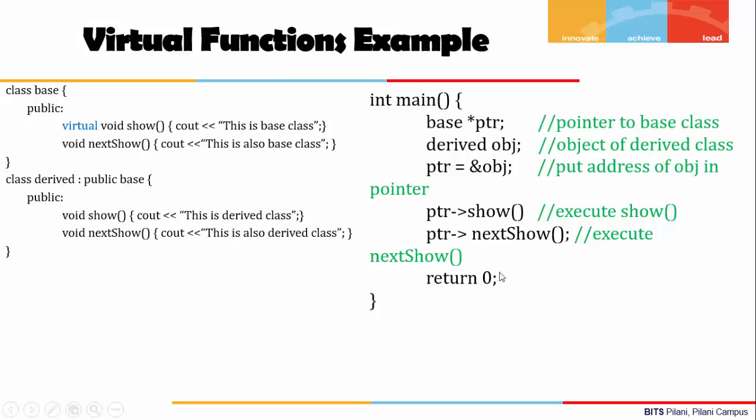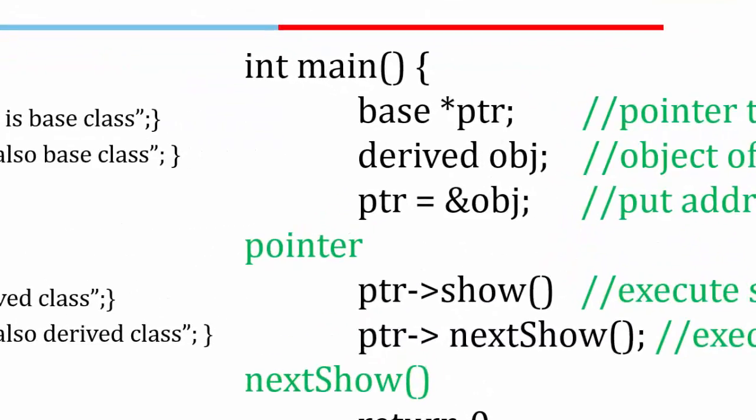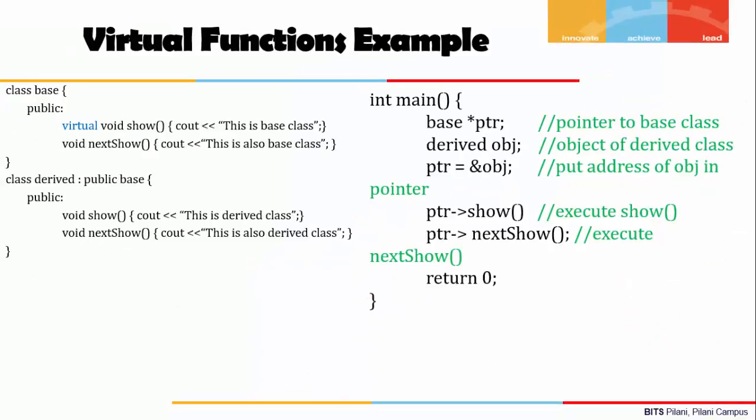In main, this is the main function, we create an object of class derived. So for the derived class, we created an object derived obj, and a pointer to class base is created. Then we put the address of the derived class object in the base class pointer in the line pointer equals ampersand object. So here we have kept the address of the derived class object in the base class pointer.